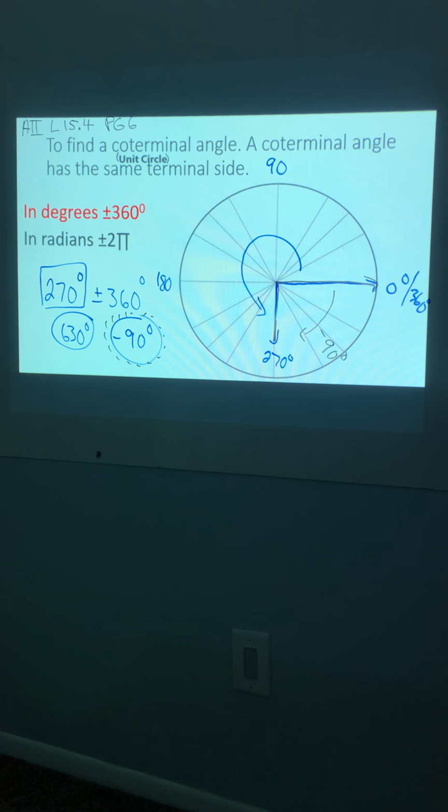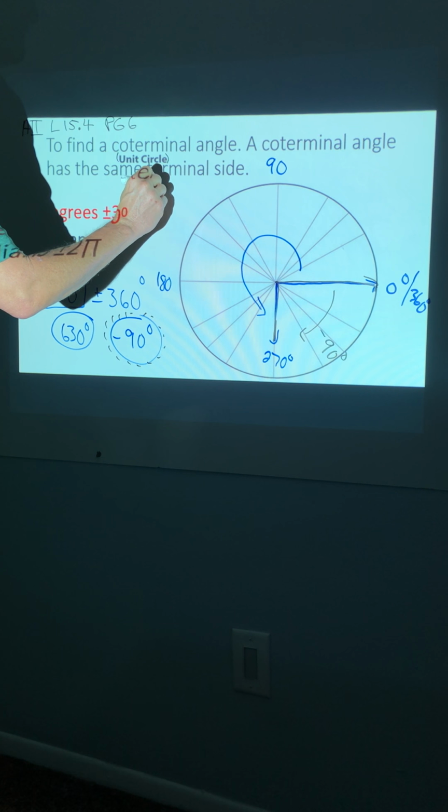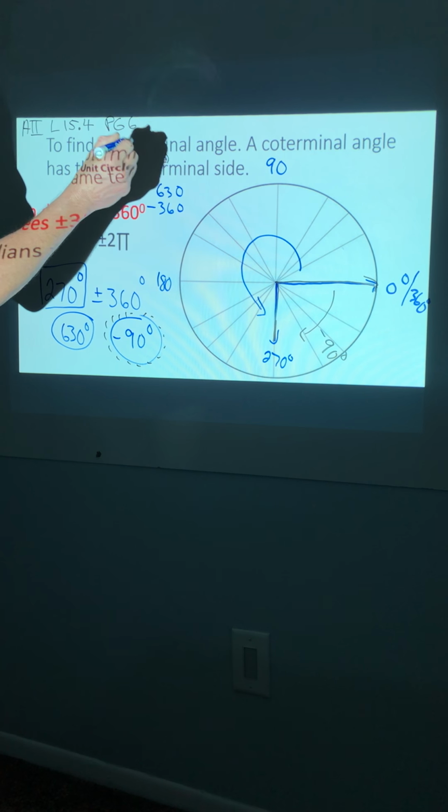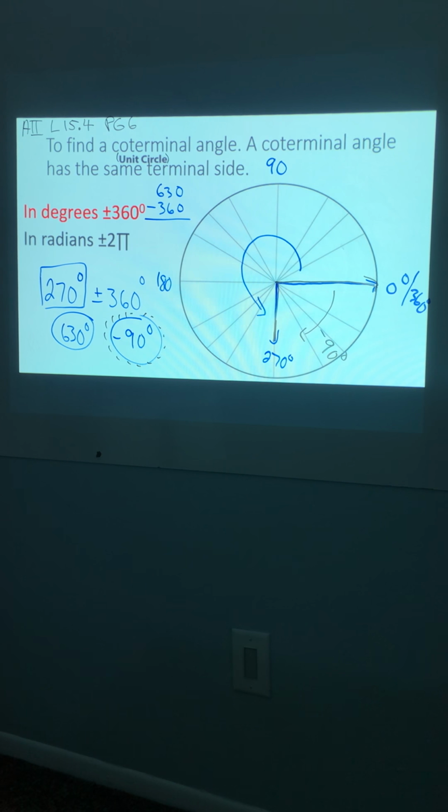If you want to check 630, it's a little more work. What I would do with 630 is just subtract 360 to find out how many full revolutions. That's the best bet. Again, it's not bothering me if you're using your cell phone. Party on for your calculator. So if I take 630 and subtract 360, I get 270.